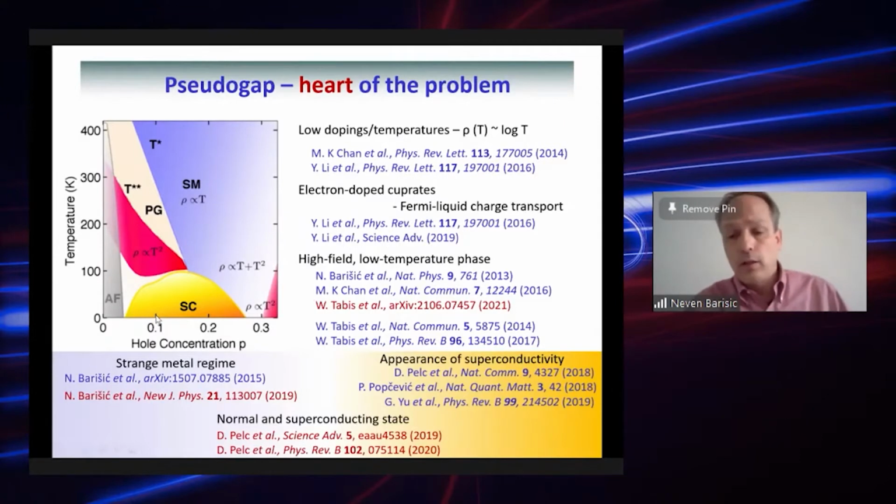temperature. What is important is that all these different parts of the phase diagram we can explain on the same footing, which I will try to explain by addressing the strange metal regime, and then I will connect the strange metal regime to the superconducting state. I also would like to say that we established that superconductivity appears around 20, 30, 40 Kelvin above Tc, and that it seems to be a percolative phenomenon.